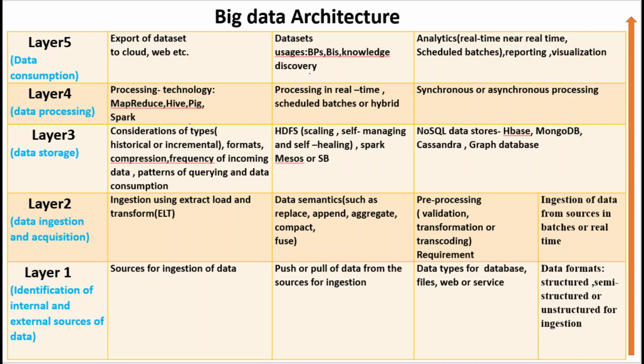SQL is structured query language. Pig is an open source high level data flow system. Spark is a general purpose distributed processing system used for big data workloads. Processing in real time, some second difference in it, and scheduled batches is assigning work by scheduling the time, and hybrid. The last function of layer 4 is synchronous or asynchronous process.